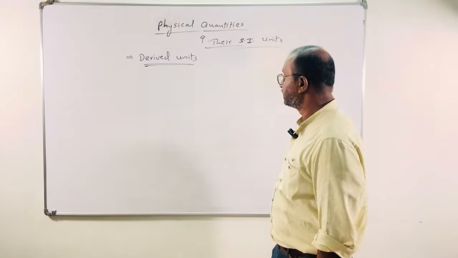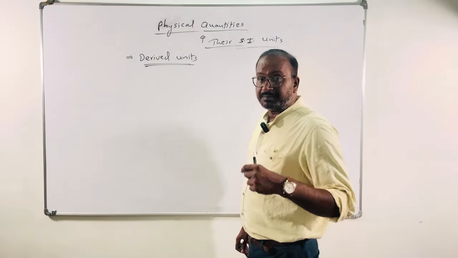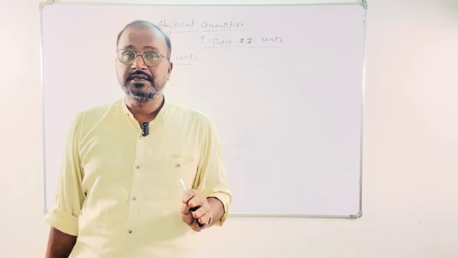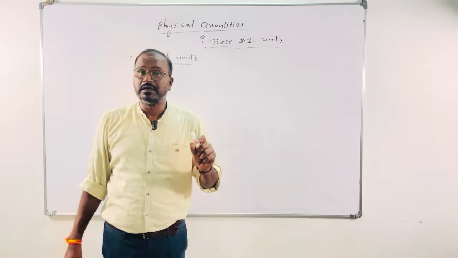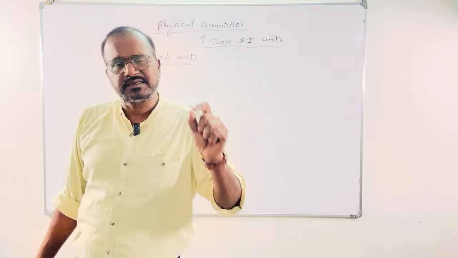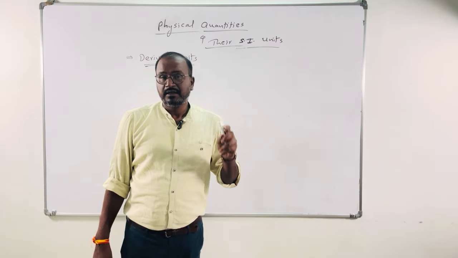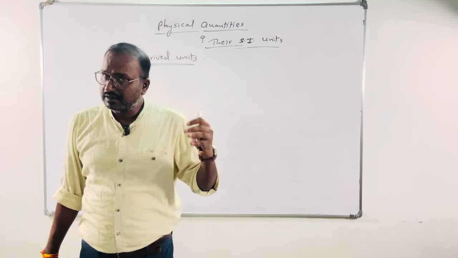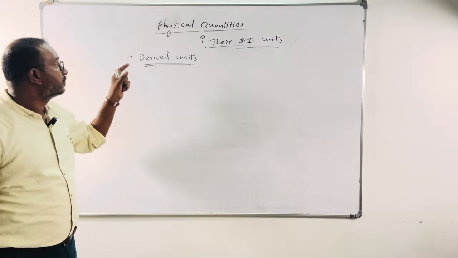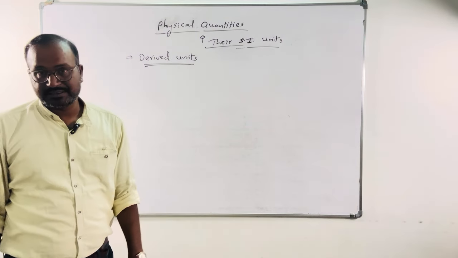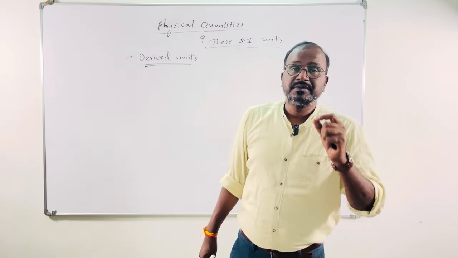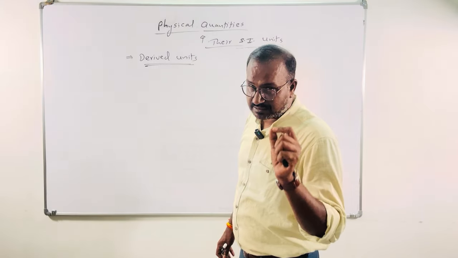Welcome to Chemistry World. In the previous video, that is in part 3, we discussed the 7 basic units to measure physical properties of a chemical substance or object. In that, the first 4 are important. We have seen that. Now, let me discuss in this video the derived units used to describe the physical properties of a substance.